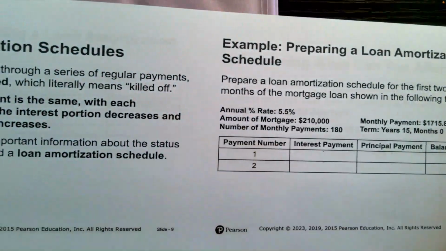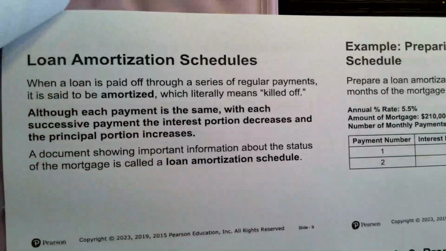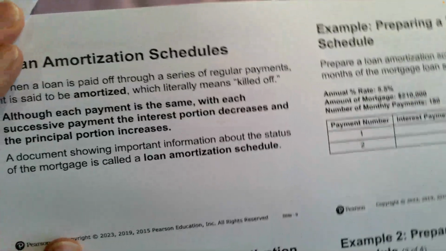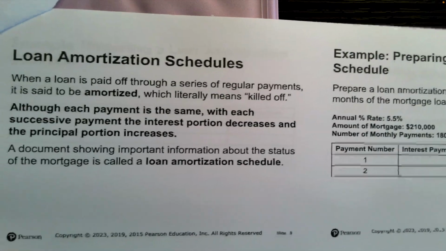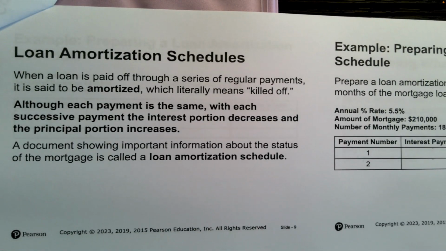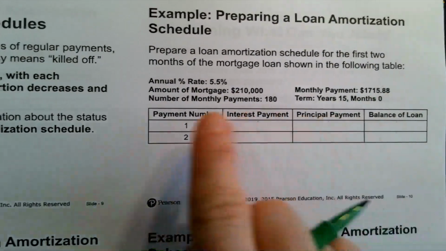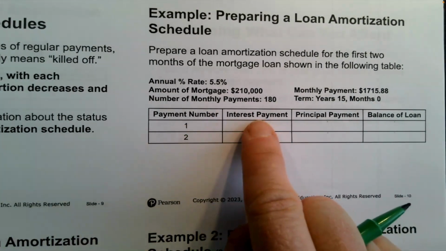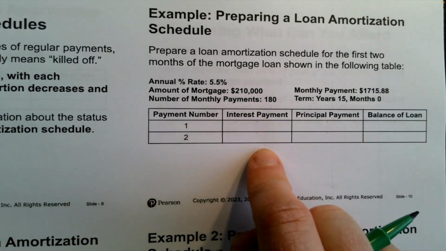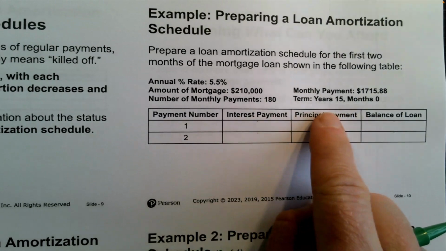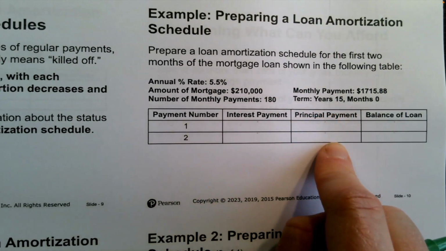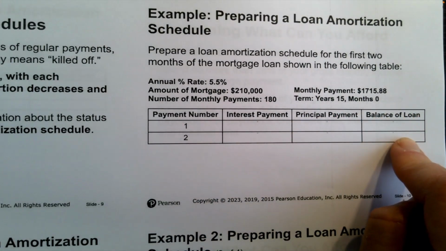All right, let's look at amortization schedules. Whenever you do your loan, you will have to look over the amortization schedule. What it does is break down your interest, your principal, and the balance, and it goes by payment number. So you're going to see the interest go down, your principal paid go up, and your balance go down.